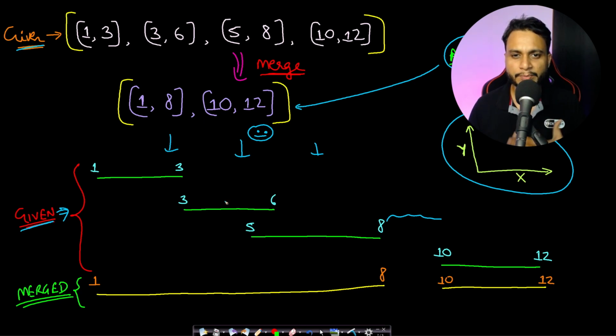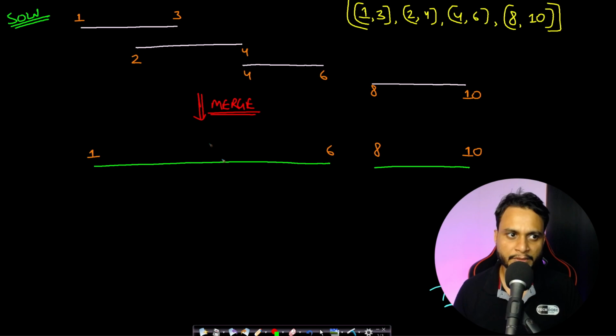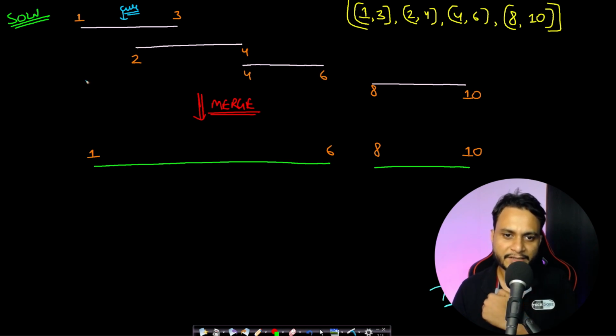Now let us look at the possible solutions for this problem. One possible solution can be, let's say the intervals are given and there are 4 intervals. If I take the current interval as this one, which is 1 to 3, and I keep comparing all the adjacent intervals, such that if the adjacent intervals are overlapping, then I will include them in the same interval.